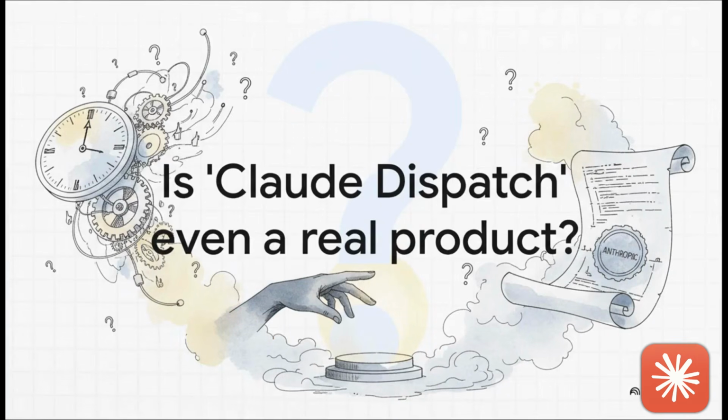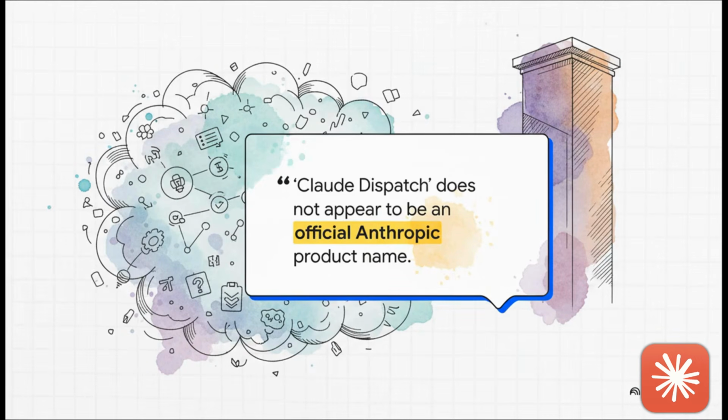Okay, so the very first thing we have to tackle is a really simple but super important question. Is this even an official thing? The name is all over the place, but if you actually go looking for a product page from Anthropic, well, you're going to come up empty-handed. And it turns out that's because Claude Dispatch is actually a name that bubbled up from the community. It is not an official product.